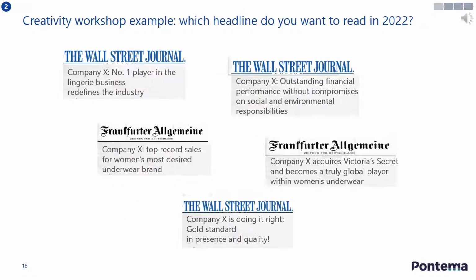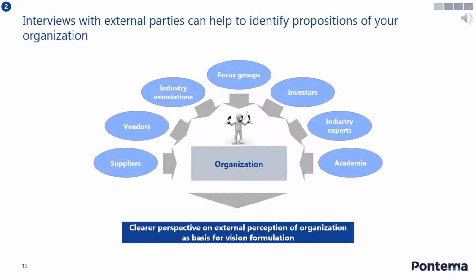Another way to tackle creativity workshops is to start with the end game. Which headlines would you like to see about your organization in 5 years' time? Then work backwards and identify the themes which will affect your organization as it strives to achieve these goals. Interviews with external parties, such as focus groups, friendly vendor partners, and investors, can also provide valuable outside-in views of how the organization is perceived externally, which can help to identify themes for your vision statement.